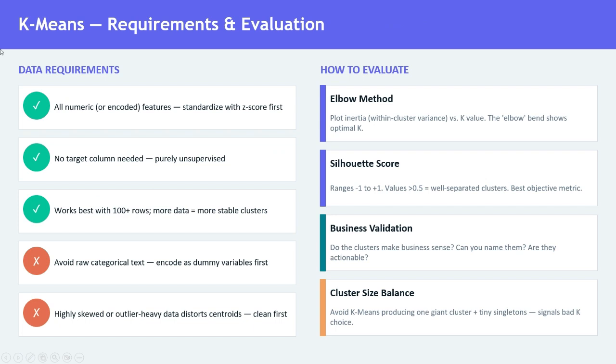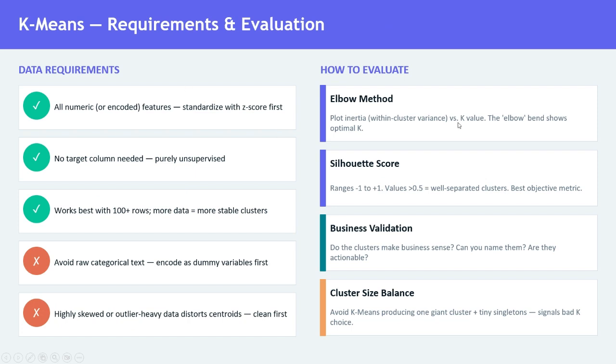And so what type of data requirements exist for K-means? We have to have all numeric or encoded features, and we have to standardize them. We can't have very irregular distributions in the data, so we want to standardize with z-scores. No target column needed. Again, this isn't trying to predict; we're taking all of the data together and working to classify it. And it works best with 100 plus rows. So we have less of a volume requirement than we had for gradient. Avoid raw categorical text, so it doesn't work with text data. Highly skewed or heavy outlier data distorts centroids, which is also an issue that we can deal with using the z-score.